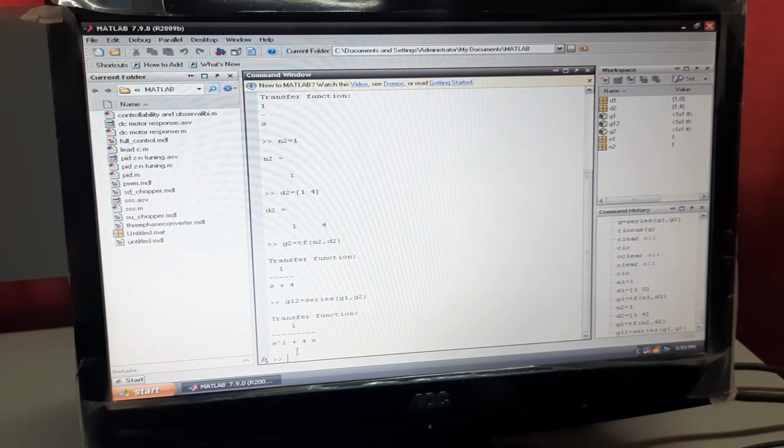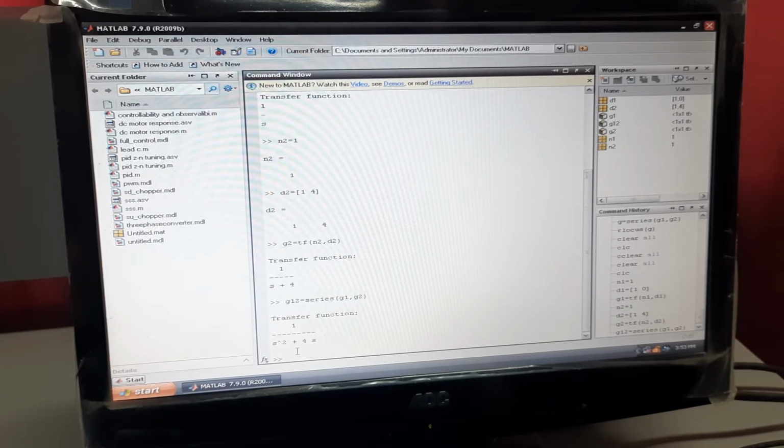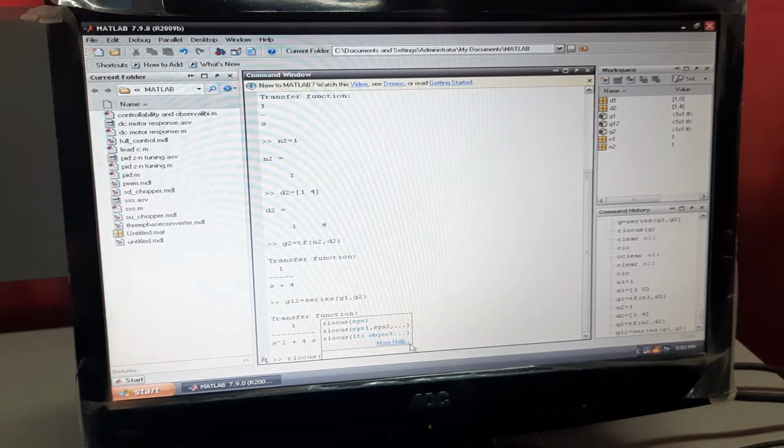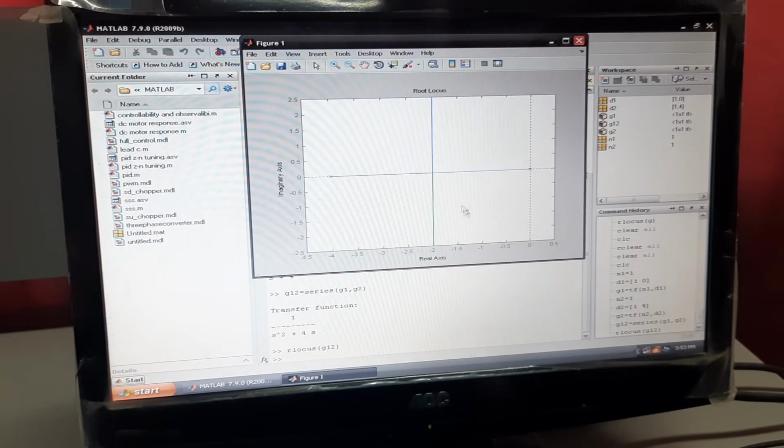Now to find the root locus, the command is R LOCUS. Instead of root locus, you have to write rlocus. If you write rlocus of G12 and give enter, you will get a particular root locus. See, this is two colored, one is blue and one is green. Now why is it like that?